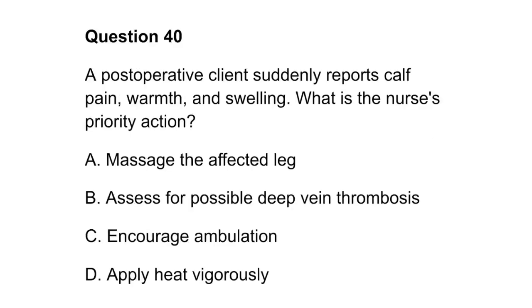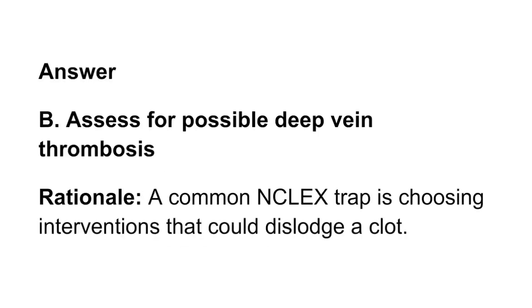Question 40. A postoperative client suddenly reports calf pain, warmth, and swelling. What is the nurse's priority action? A. Massage the affected leg. B. Assess for possible deep vein thrombosis. C. Encourage ambulation. D. Apply heat vigorously. Answer: B. Assess for possible deep vein thrombosis. Rationale: a common NCLEX trap is choosing interventions that could dislodge a clot.